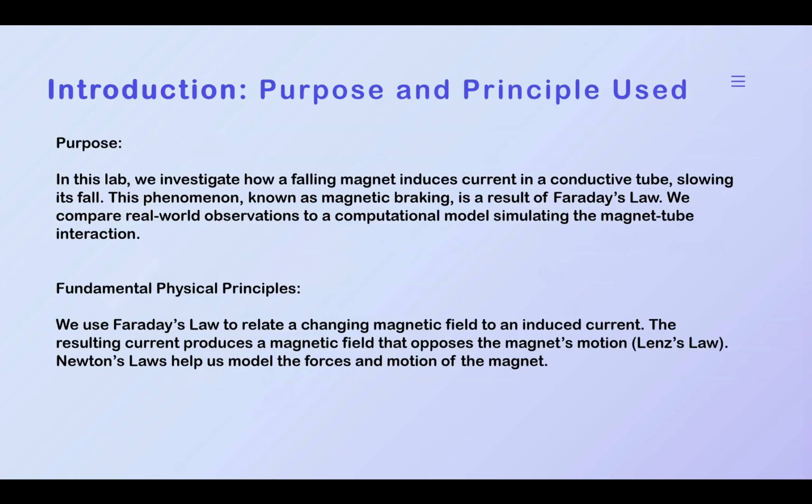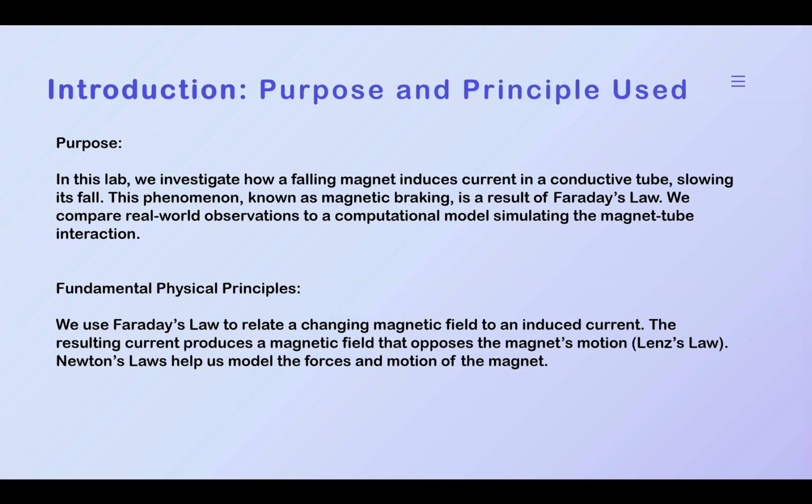In this lab, we investigate how a falling magnet induces current in a conductive tube, slowing its fall. This phenomenon, known as magnetic braking, is a result of Faraday's law. We compare real-world observations to a computational model simulating the magnet-tube interaction. And we use Faraday's law to relate a change in magnetic field to an induced current. The resulting current produces a magnetic field that opposes the magnet's motion.